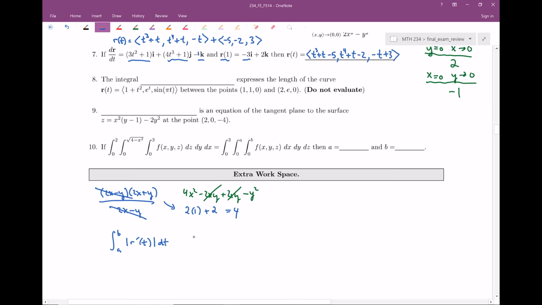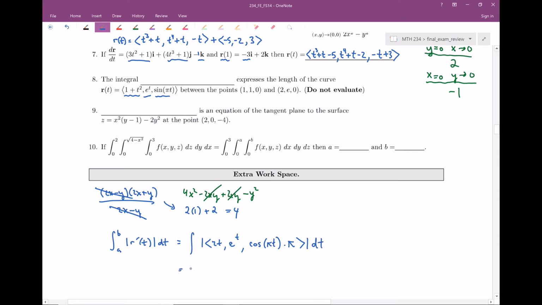So let's go ahead and start calculating that out. I'm going to have the integral, and I'll hold off on the bounds for a second. I'm going to have the magnitude of the derivative. So let's take the derivative here. Of the first component, I'm going to get 2t. Of the second component, I'm just going to have e to the t. And of the third component, the derivative of sine is going to be cosine. Leave the inside alone, then we multiply by the derivative of the inside. All right, so there's the derivative.